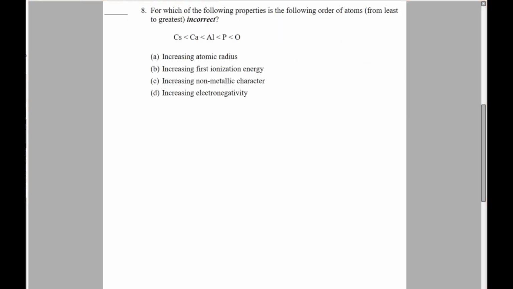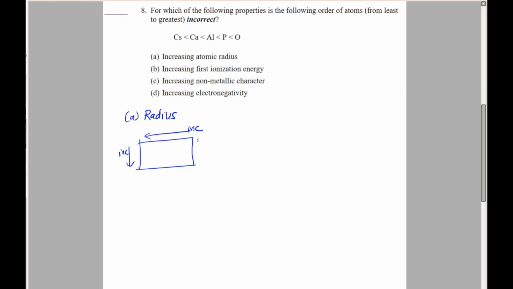Question 8. Which of the following properties in the following order of atoms from least to greatest is incorrect? So for this problem, it's probably a good idea to start by drawing out all of these periodic trends that are listed as answer choices. So starting with A, we have the atomic radius. Atomic radius is going to increase from right to left and increase from top to bottom.